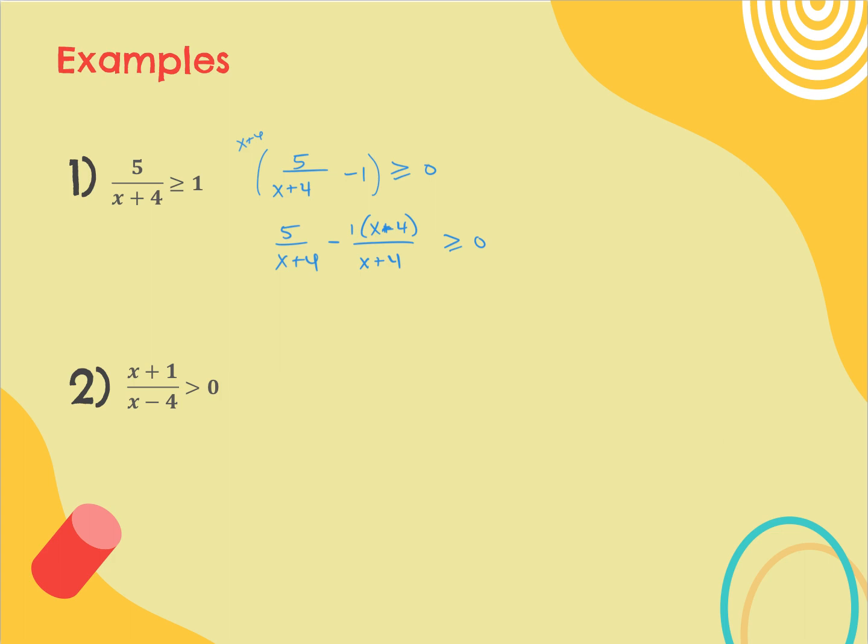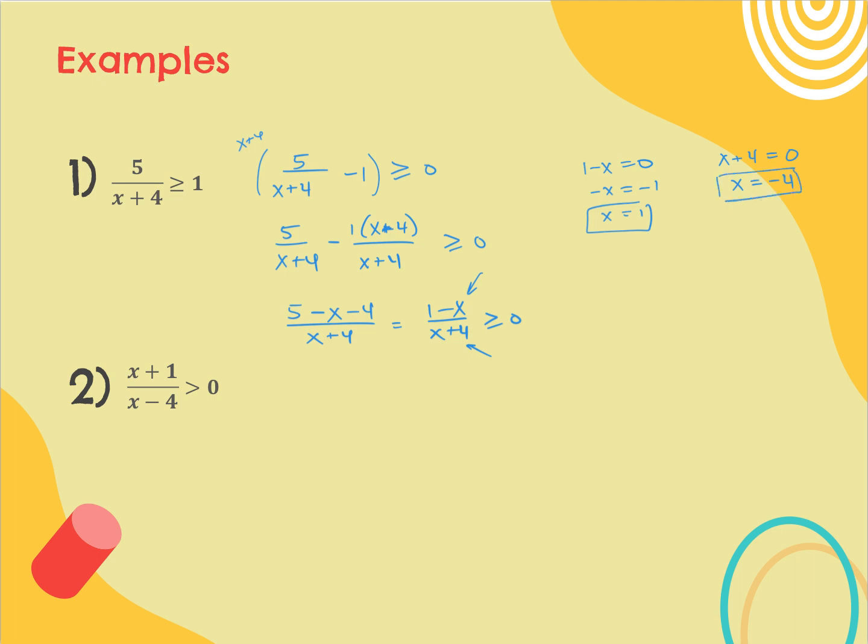So what I'm going to get here in my numerator is 5 minus x minus 4 all over x plus 4. And this is going to simplify to 1 minus x over x plus 4. Again, is greater than or equal to 0, right? So now, notice that what you have is an expression at the top and an expression at the bottom. So we're going to make the top expression equal to 0, and we're going to figure out what x equals. It equals 1. And we're going to make the bottom expression equal to 0, and we're going to figure out what x makes that happen.